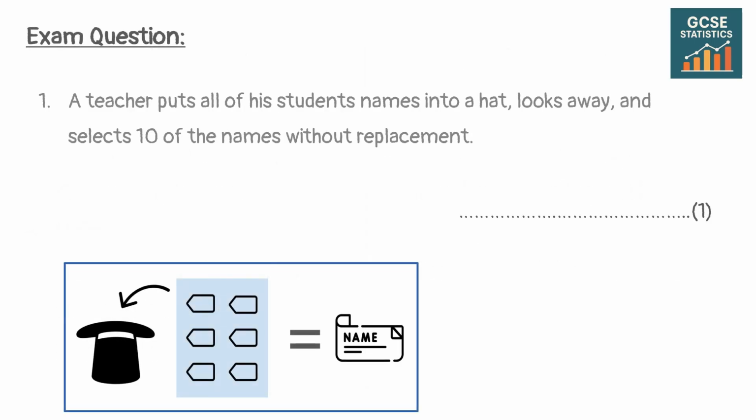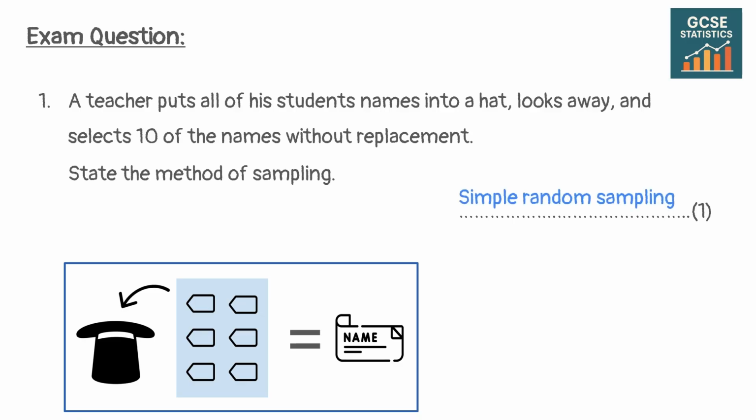Question 1. A teacher puts all of his students' names into a hat, then looks away and selects 10 names without replacement. State the method of sampling. Now this is obviously going to be random sampling, but you may as well think of why this is.